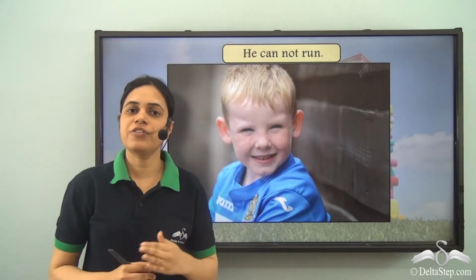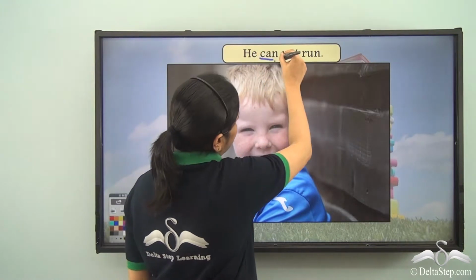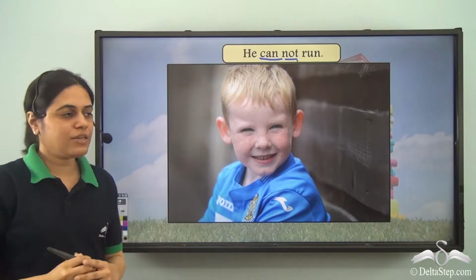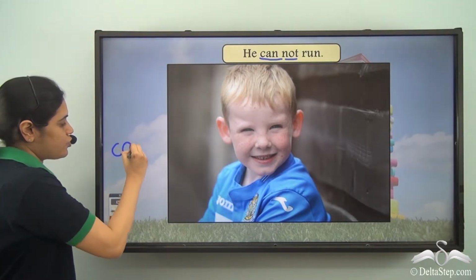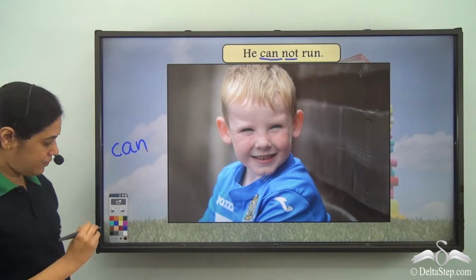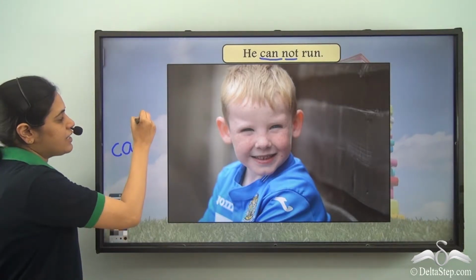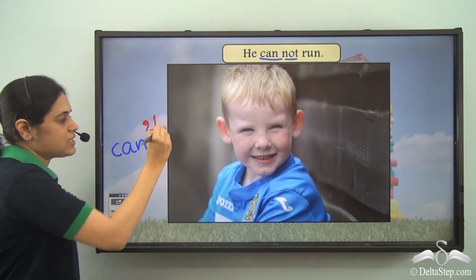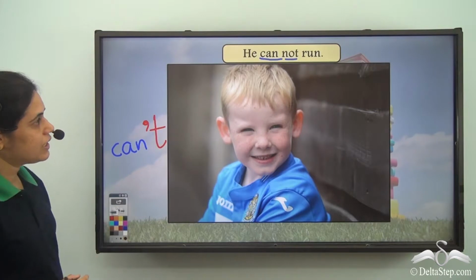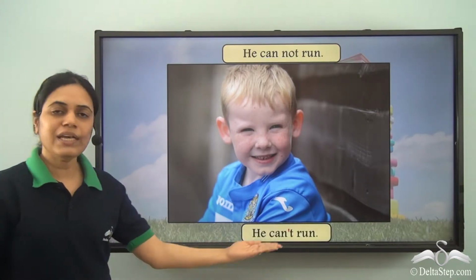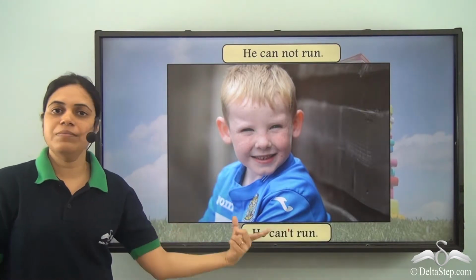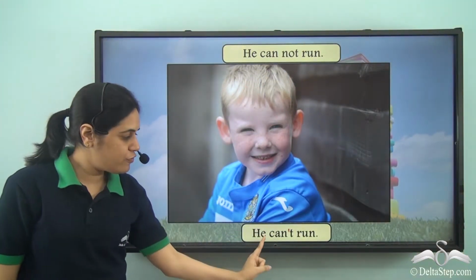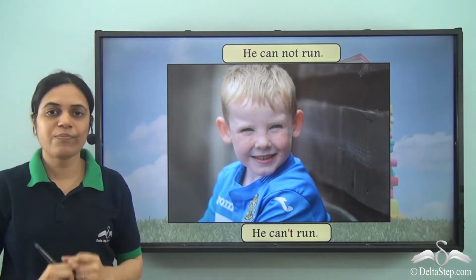He cannot run. Now once again we have can and not, which are two words. I can make them short using an apostrophe. So I write can, then I give an apostrophe and I write T. So he can't run. Cannot becomes can't. So two words combine to form one word using this apostrophe.